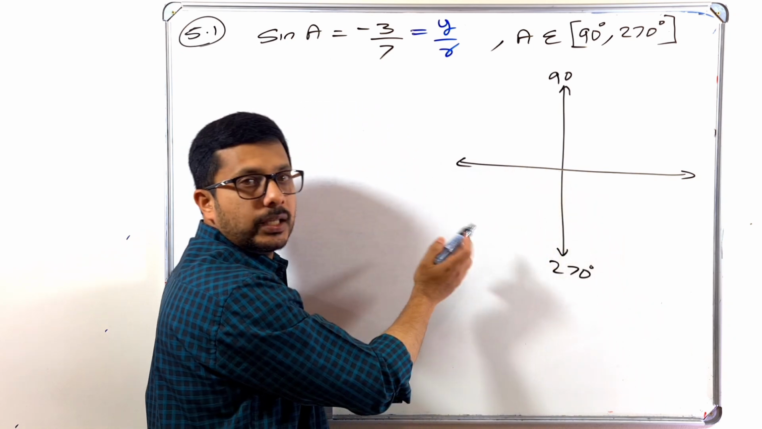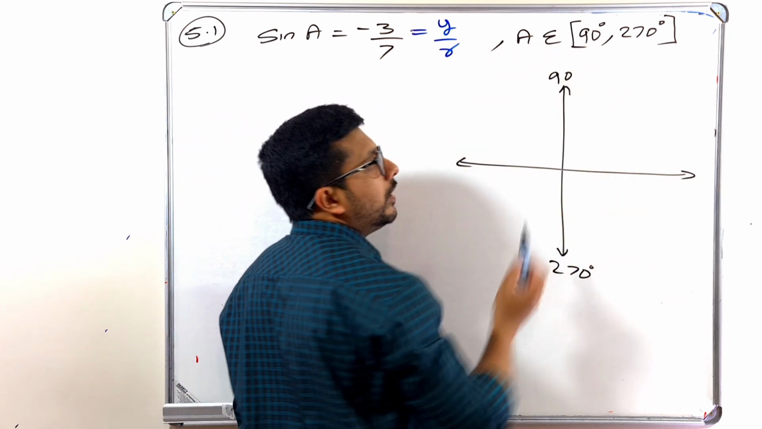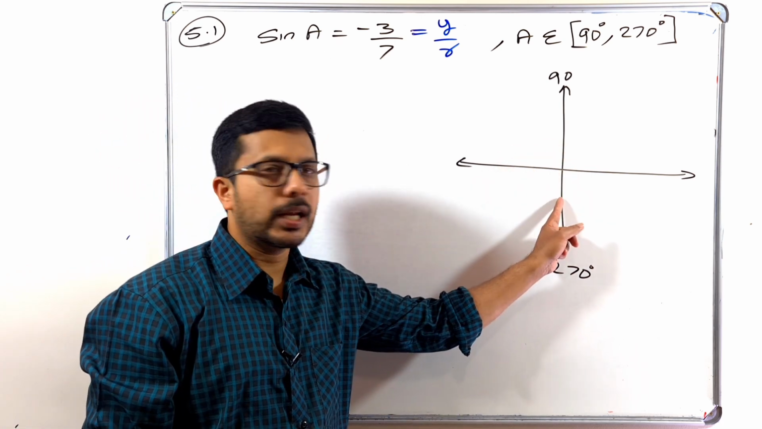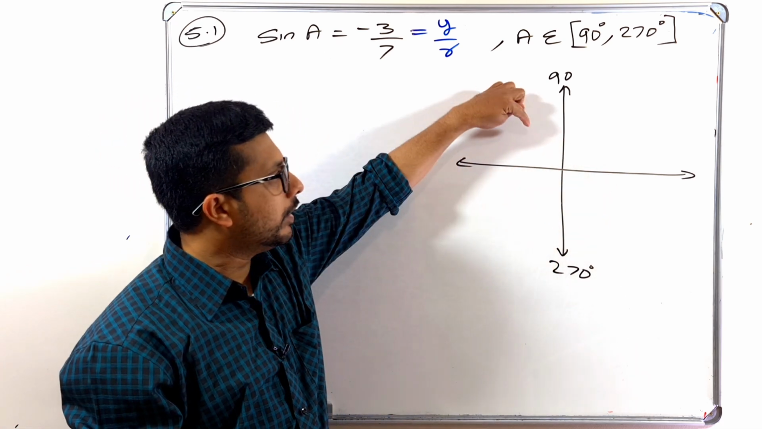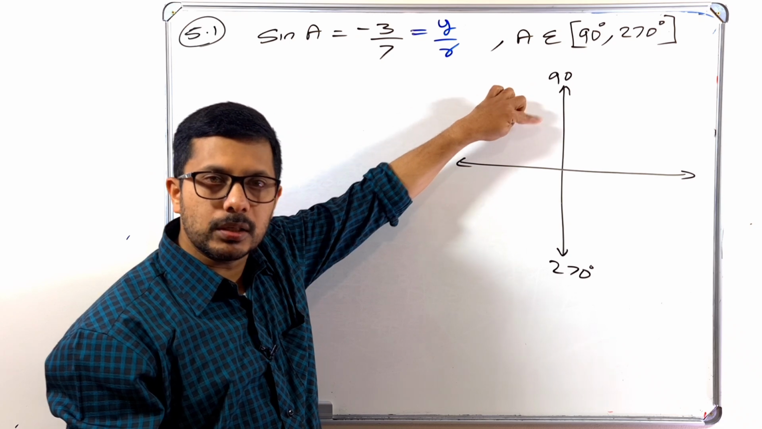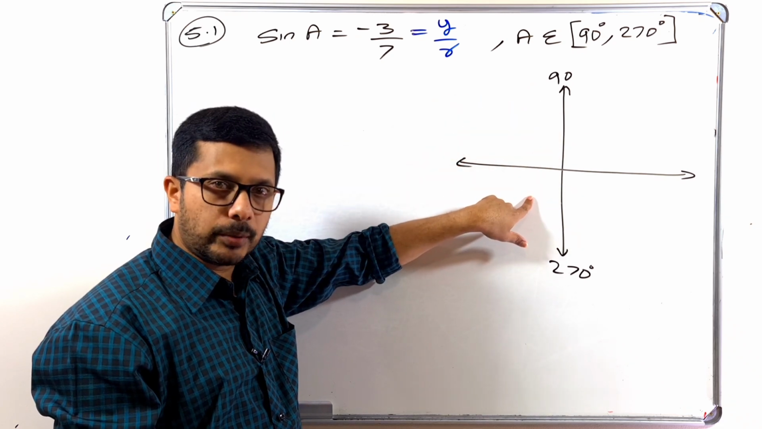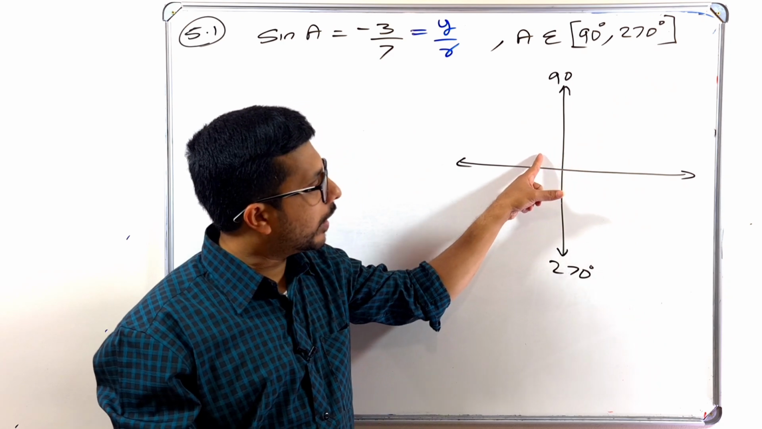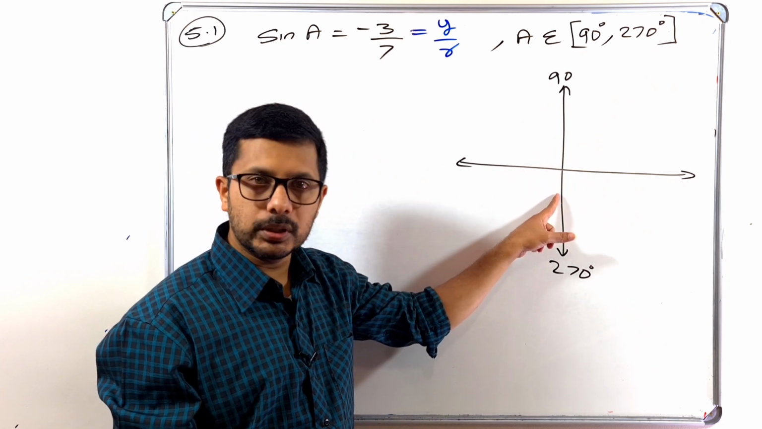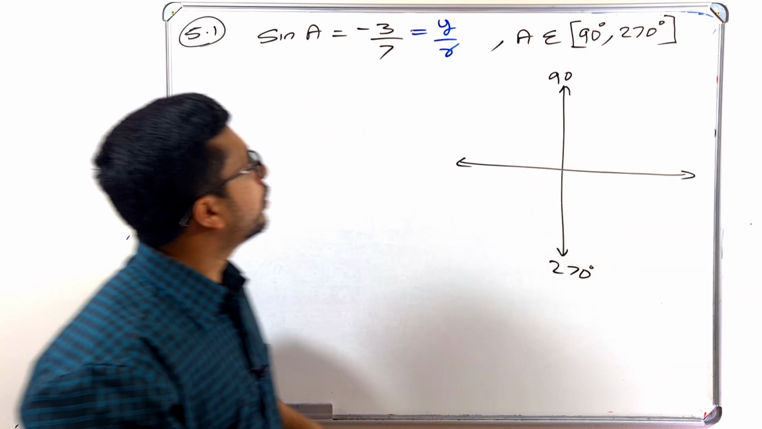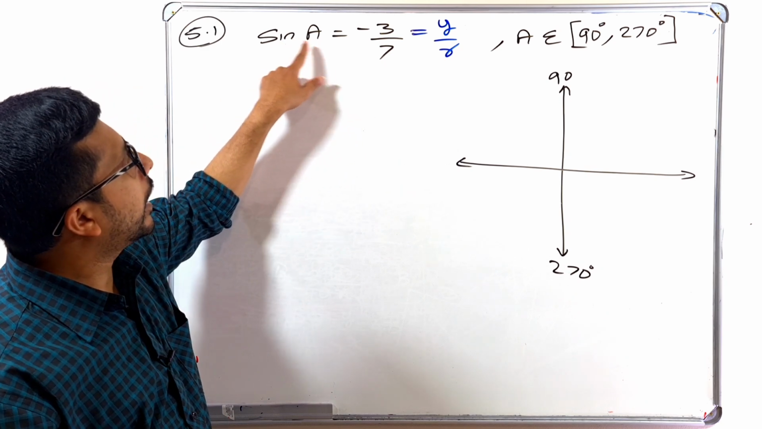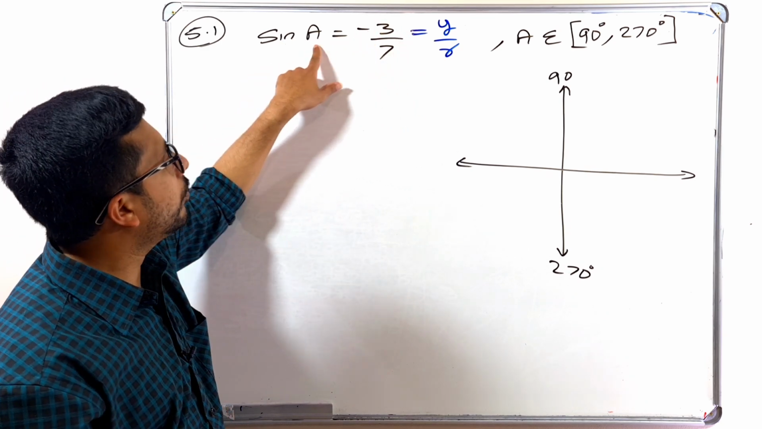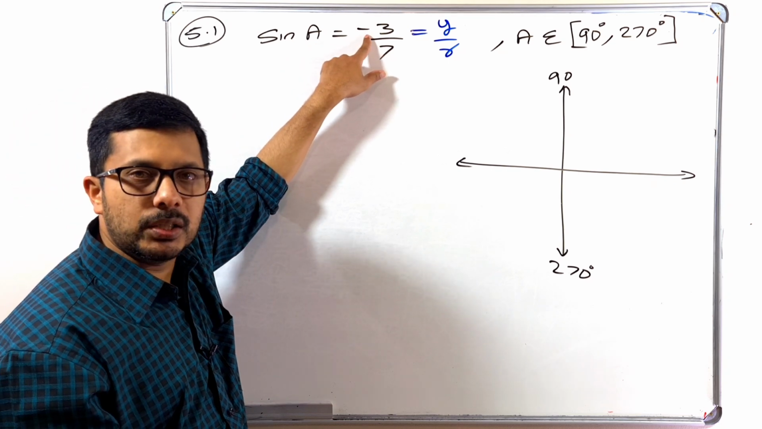So a is an element of 90 to 270, which means it can be either in the second quadrant or the third quadrant. Am I right? Okay, 90 to 270 means it can be in the second quadrant or third quadrant. But here look at this: sine a is equal to minus 3 over 7. That means the sine of the angle is negative.